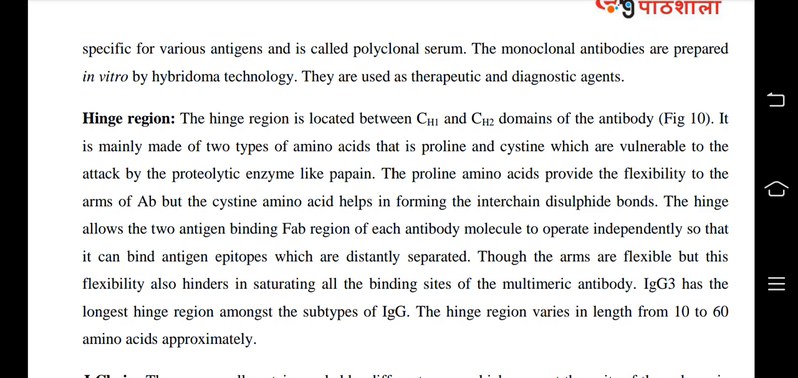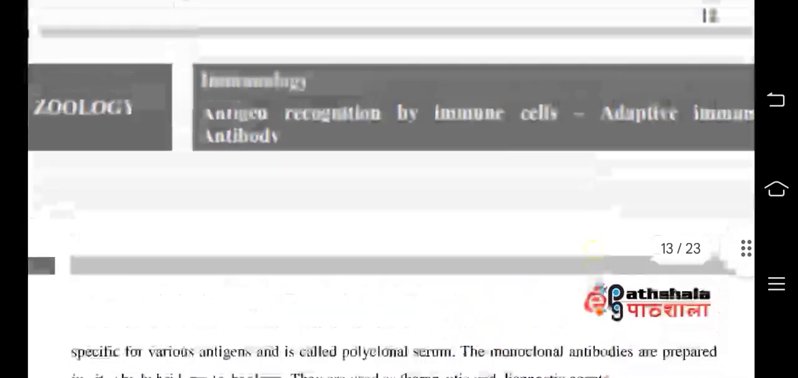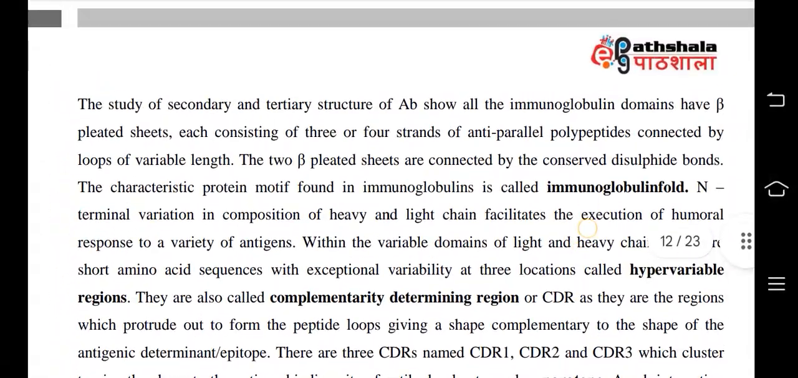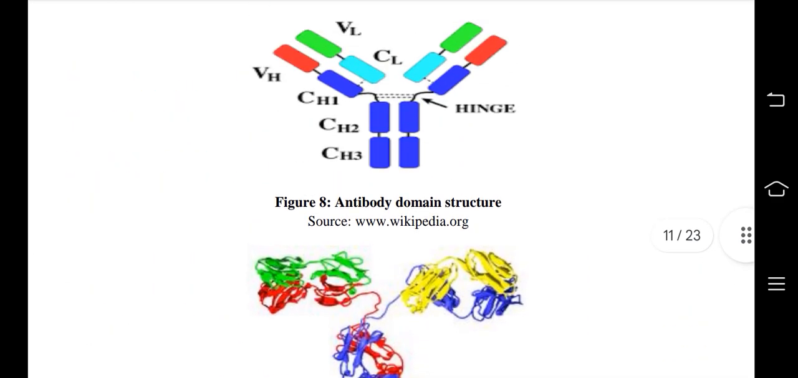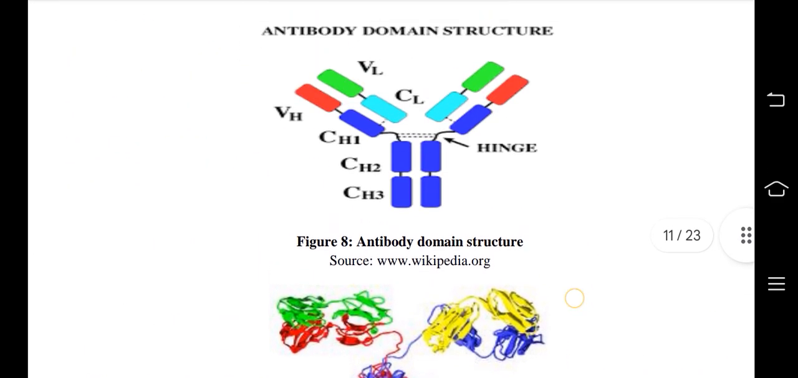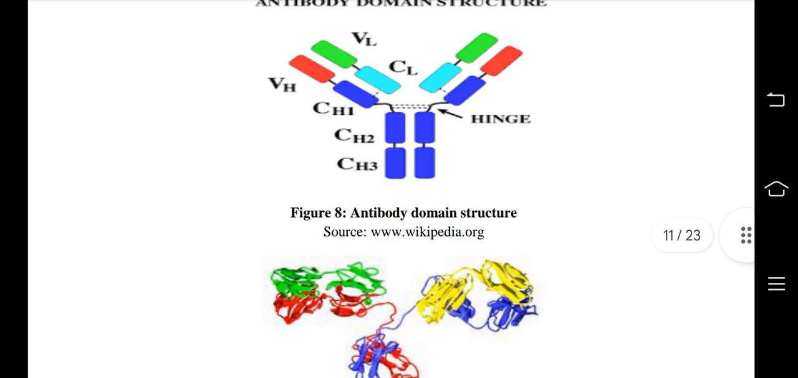The hinge region. The hinge region is located between CH1 and CH2 domains of the antibody. If you want to see the figure, just travel a bit backwards. Yeah, here you could see.